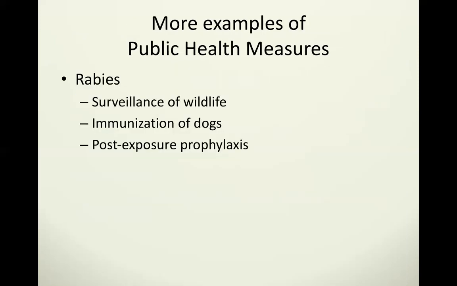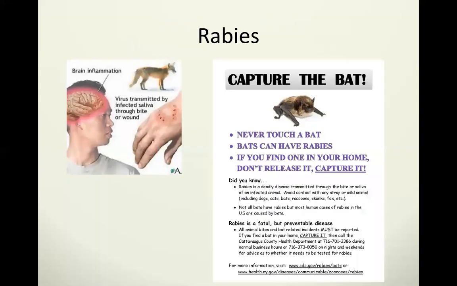So here's another example of public health measures: rabies, the surveillance of wildlife, the immunization of dogs, and then also giving prophylactics after the exposure. Now, here's the big thing. If someone does not come in and get this immediately after exposure to rabies, once rabies sets in and the symptoms start, it cannot be stopped. So this is one of the big things, tracking this disease.